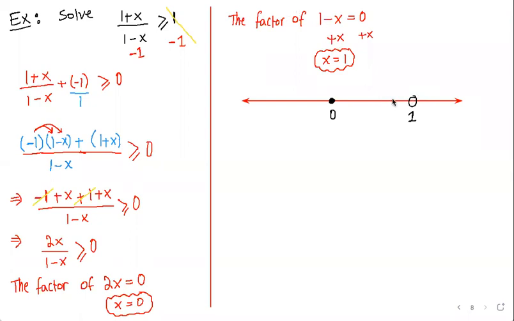Make sense? Now, pick any number greater than 1. Which number would you like to pick? Give me any number greater than 1. 2. Plug the 2 into the equation here. I get 2 times 2 over 1 minus 2. 2 times 2 is 4, over 1 minus 2 is minus 1, and that gives me 4 over minus 1, which is minus 4. The number is negative.